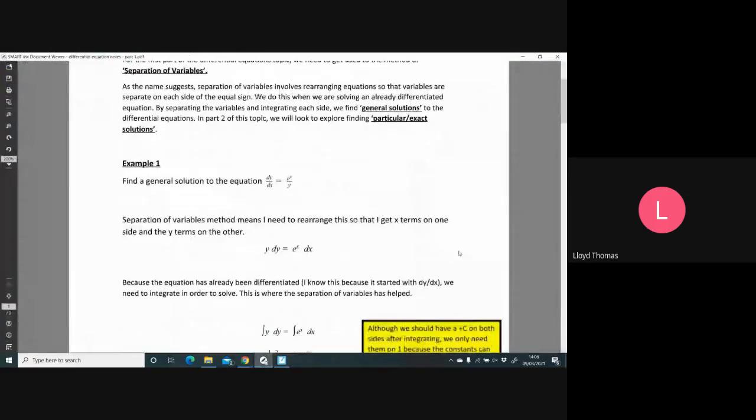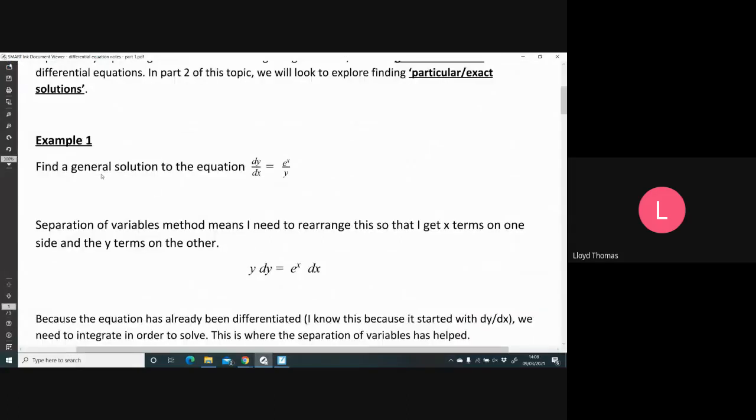Example 1 here. Now this one is a little bit different. Hopefully you can read this. Maybe if I zoom in a little bit more. I want you to find the general solution to this equation. dy by dx is equal to e to the x over y.